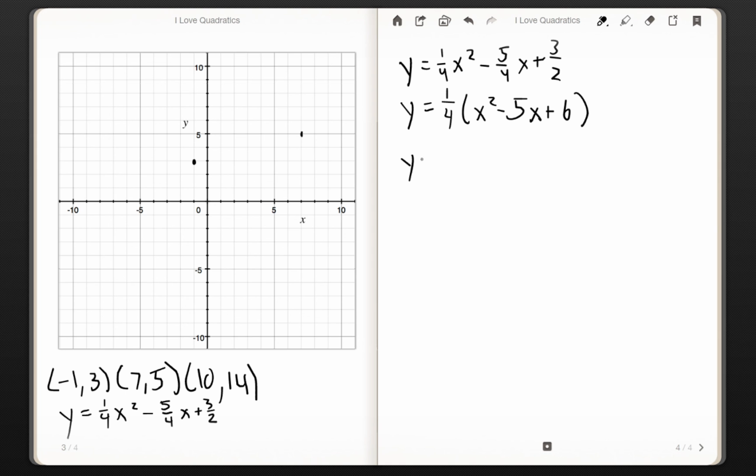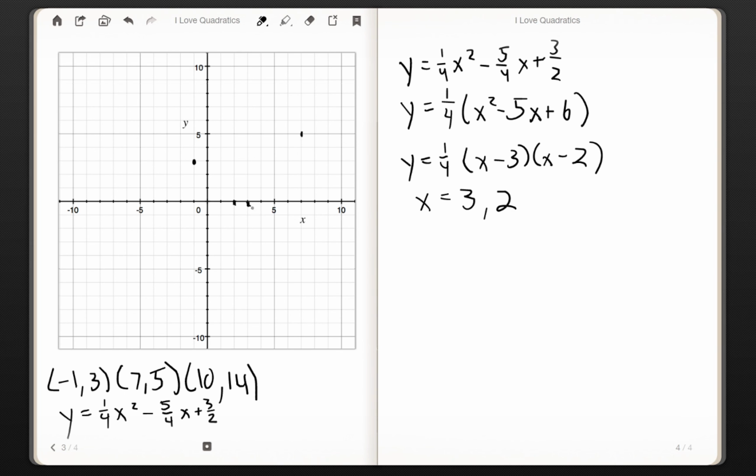Okay. So now that we've factored that out, this is a very easy factoring problem. This is x minus 3 times x minus 2. So what do we need to make x equal to get y equal to 0? In this term, it's 3. In this term, it's 2. So those are our roots, 2 and 3. Okay, now we are getting somewhere with this graph.